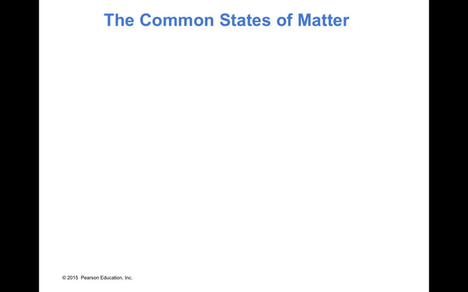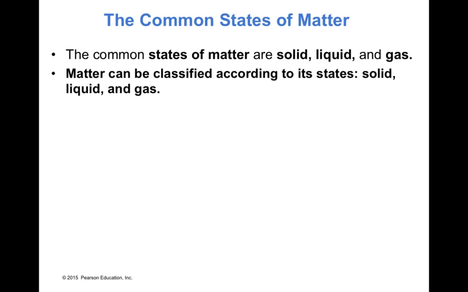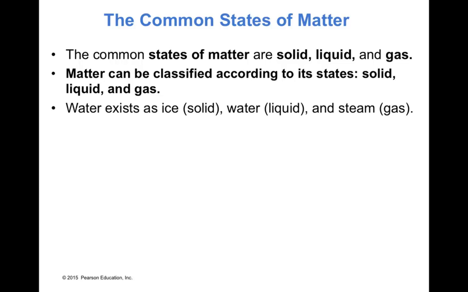Let's talk now about the different states of matter. The common states of matter are solid, liquid, and gas. Matter can be classified according to its states: solid, liquid, and gas. For example, water exists as ice, that will be the solid, water, that will be the liquid, and steam, that is the gas. That's an example of the three different states of matter for the same substance.